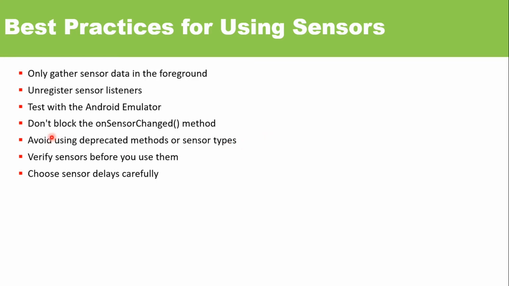Then moving on, we cannot block the onSensorChanged method, since it is invoked at an interval of 200,000 microseconds. We need to keep this method running smoothly. We also need to avoid using deprecated methods or sensor types. We need to verify the sensors before we use them, and we need to choose the sensor delays carefully.